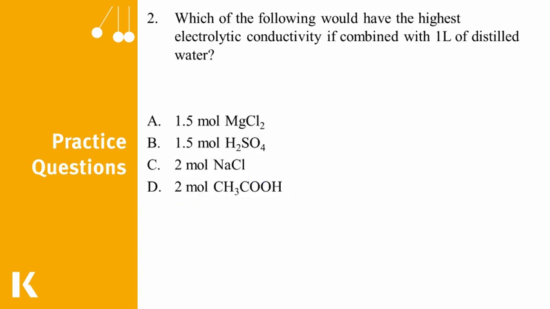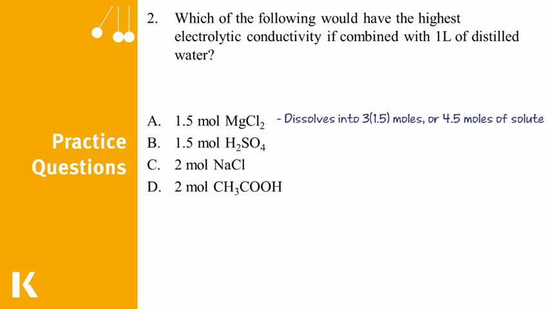Let's keep the currents in our neural circuits flowing and give question number 2 a shot. Remembering that the conductivity of an electrolytic solution depends upon its concentration, we can go on and dissect our answer choices to find the ionic solution with greatest concentration. Option A, the salt magnesium chloride, dissociates into 3 moles of solute per mole of solid added into solution. That means that 4.5 moles of solute result from option A.